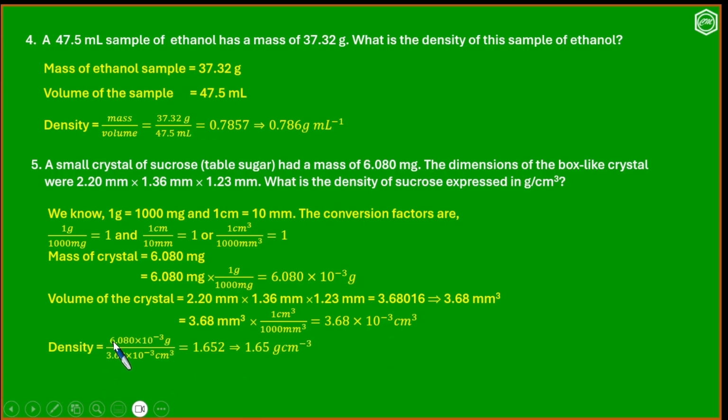Therefore, density is equal to mass, which is given in gram, by volume, which is in centimeter cube, that is 1.652. And here the number of significant figures is only 3. So therefore the answer must be in 3 significant figures, that is 1.65 gram per centimeter cube.